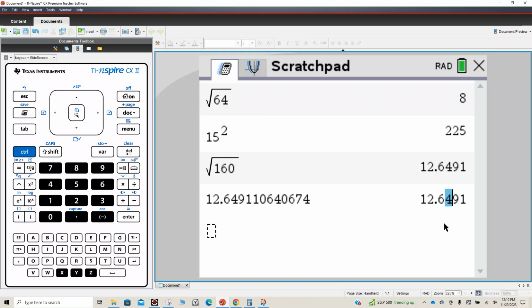Because the number after the 6 is 4 or less, it means we have to let it rest. So it stays as 12.6. If I wanted the 6 to go up to a 7, this number would have had to be a 5, 6, 7, 8, or 9. 5 or greater.